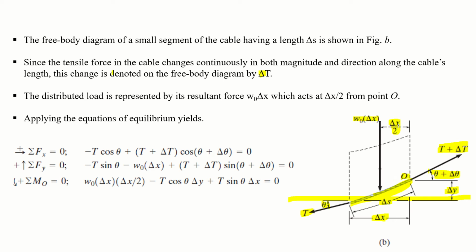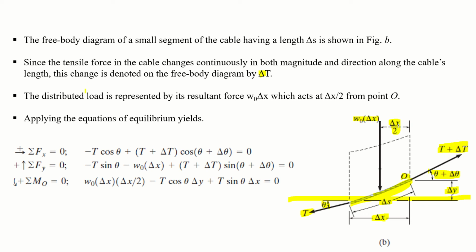Since the tensile force in the cable changes continuously in both magnitude and direction along the cable's length, this change is denoted on the free body diagram by delta T. The tensile force is T over here, and it is T plus delta T at this segment, and maybe at some other segment it will be T plus 2 delta T or something like that.